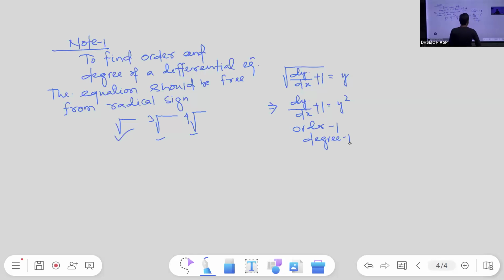So to find the order and the degree, first of all, we have to remove the radical signs from the equation. Okay. Then note point 2.